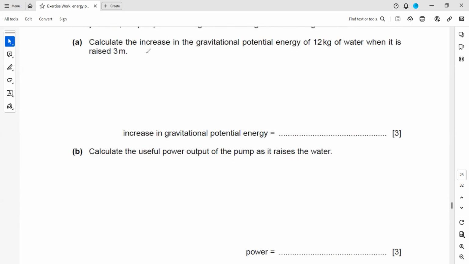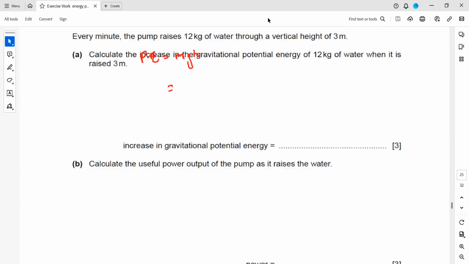So 1 mark is for just writing the formula for gravitational potential energy, mgh. M is the mass. So PE, the potential energy, is equal to mgh. M is the mass, which is 12. G is gravity, 9.8. And the height, it is raised to a height of 3 meters.